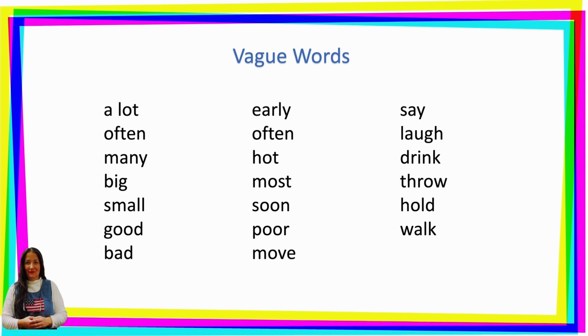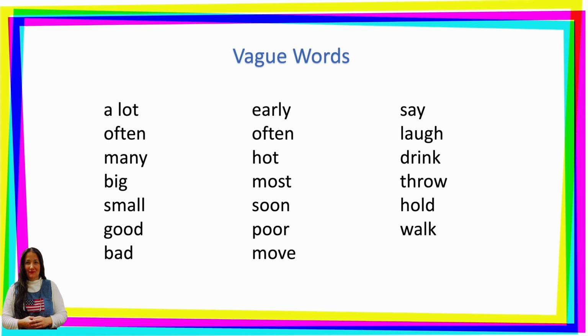We want to avoid vague words, such as a lot. When you say a lot, you don't really know how many. You don't have any kind of idea. Often. What does that mean? Once? 100 times? We don't know. Many. Many could be 3 or it could be 1,000. It's very vague. Other vague words are big, small, good, bad, early, often, hot, most, soon, poor.